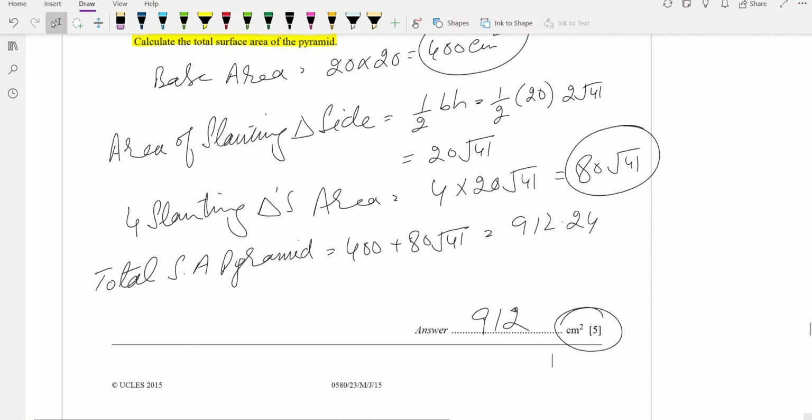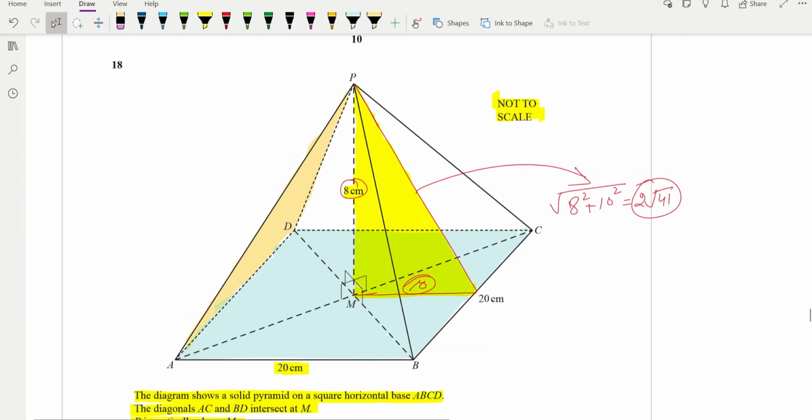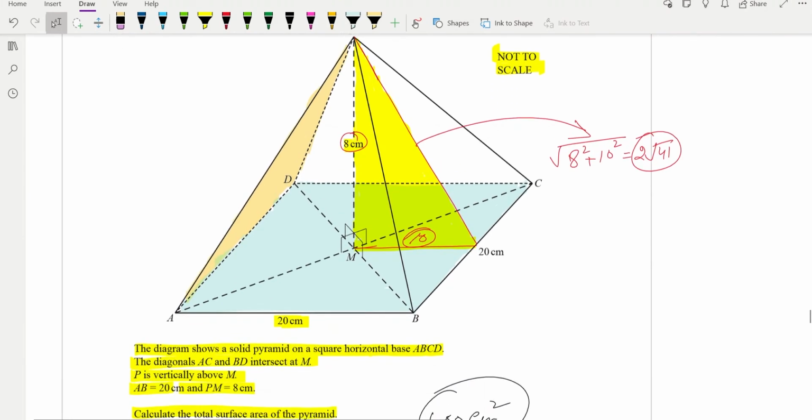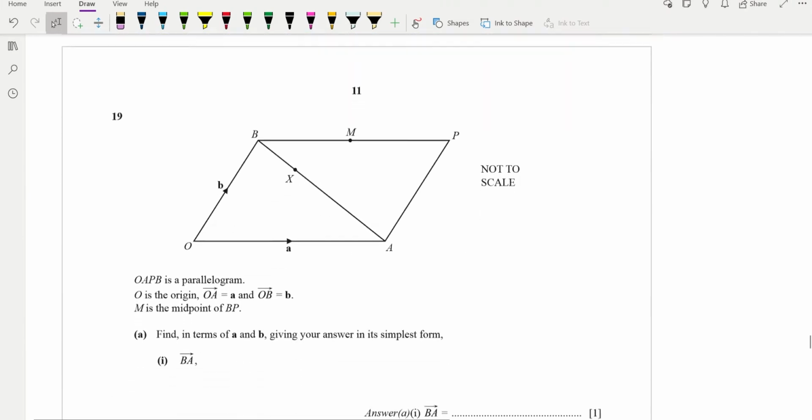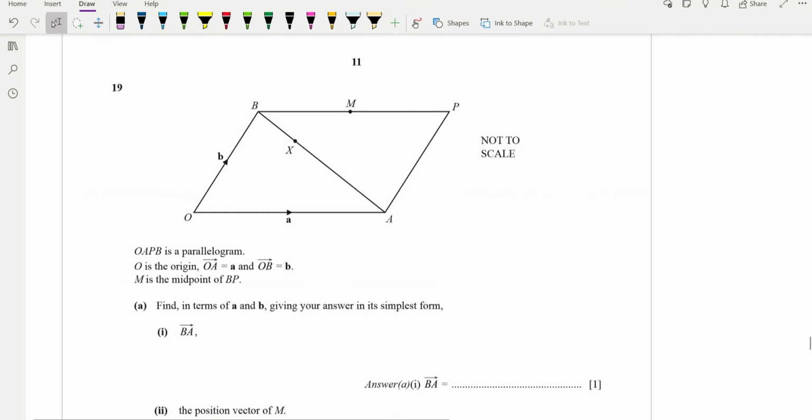This was a 5-mark question. It was a little tricky, but we have properly done it. Hopefully you understood each and everything. Now we can move to the next question, which is question number 19. Question number 19 is also very interesting.